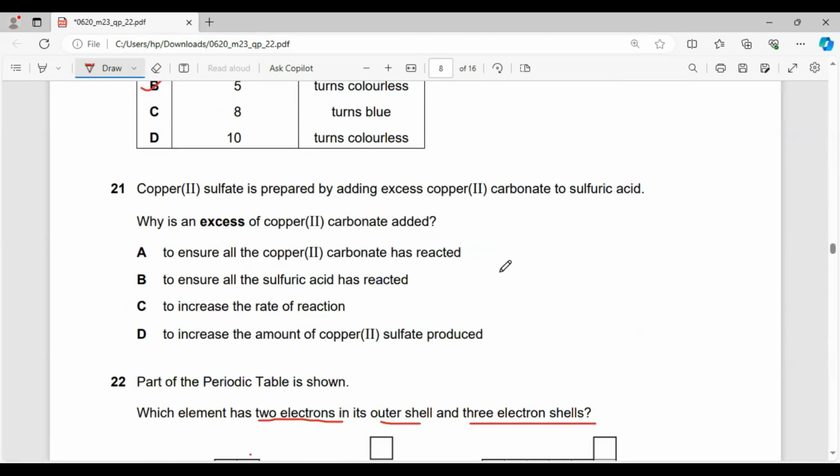Copper sulfate is prepared by adding excess copper carbonate to sulfuric acid. Why is an excess of copper carbonate added? To ensure all the copper carbonate has reacted, to ensure all the sulfuric acid has reacted, to increase the rate of reaction, or to increase the amount of copper sulfate produced. During the crystallization process, we are adding an excess of the solid so that all the acid is reacted properly. So option B is correct.